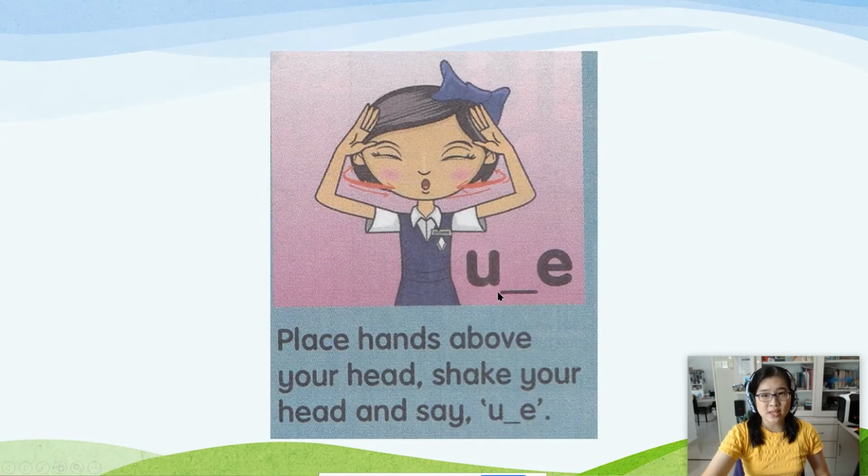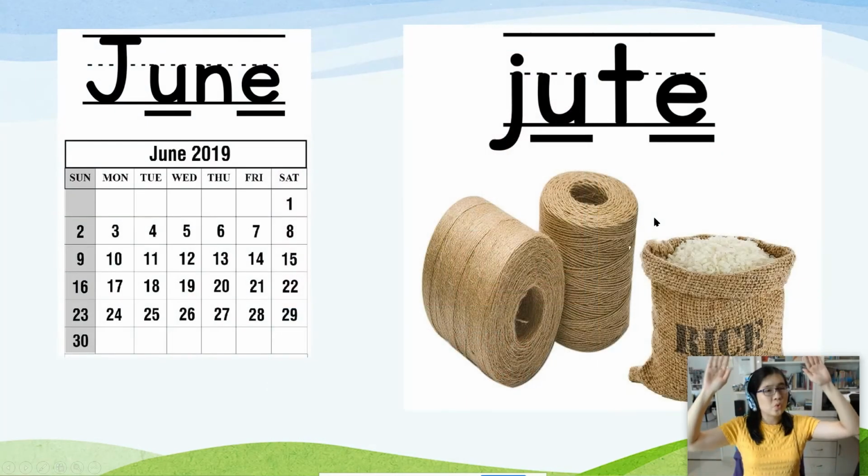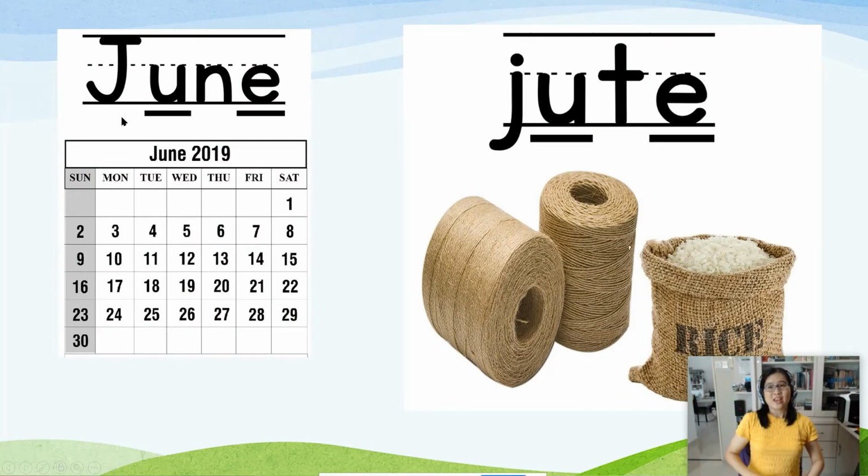Now look at UE. With the magic E, UE becomes a U sound. But in today's lesson, we are reading this as the U sound. So UE, U. Look at the word. Look at the first one. June. June is the 6th month of the year.